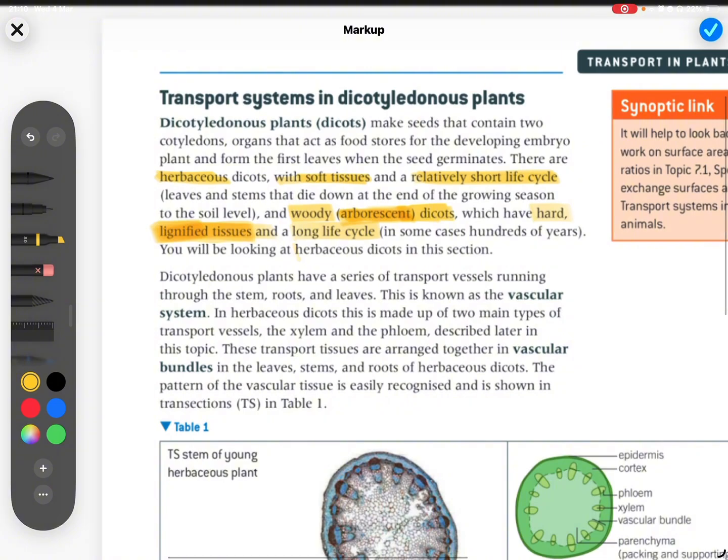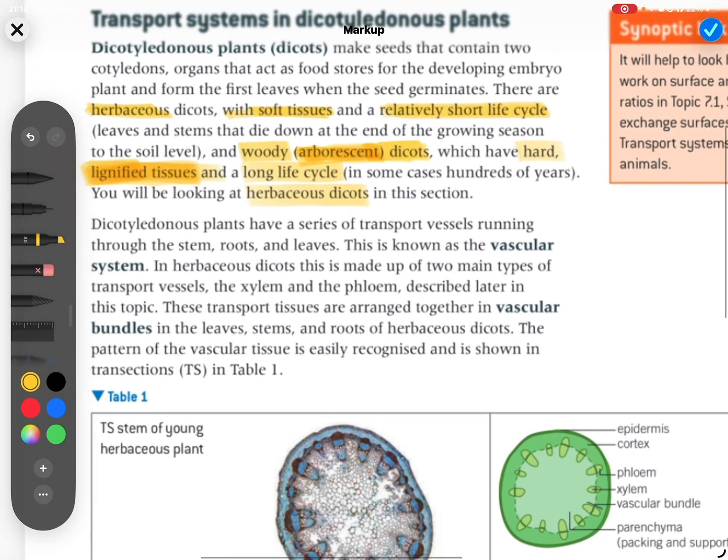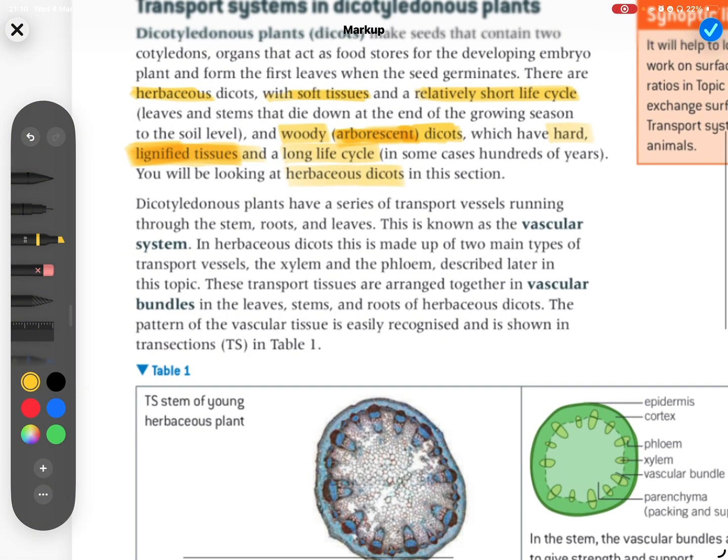Yes, we only need to be looking at herbaceous dicots. So in dicotyledonous plants, in dicots, they have a series of transport vessels. Like in a human, you've got lots of blood veins, the arteries, the heart, you've got this whole system going on, and we call that the circulatory system. In plants, it's called the vascular system.